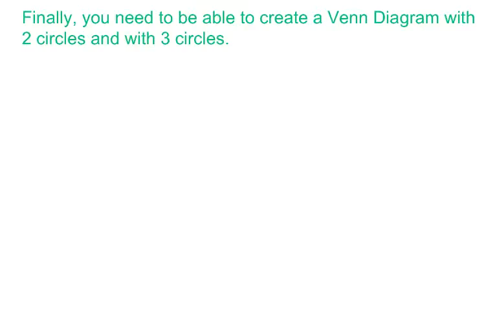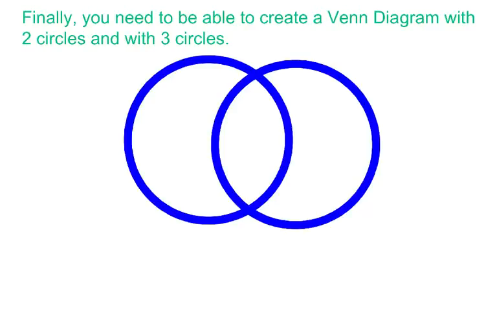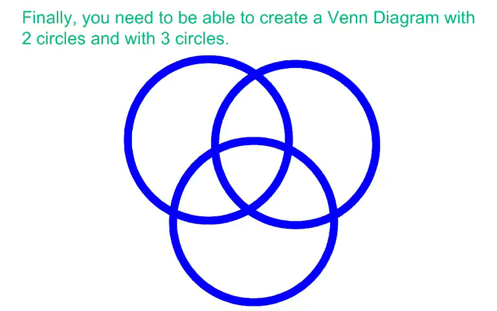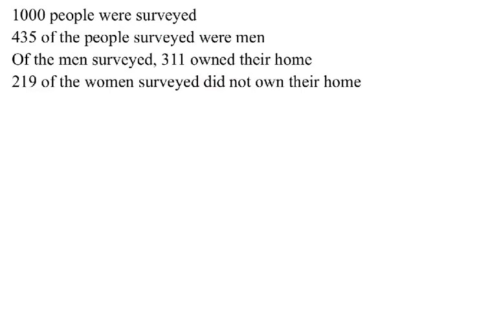Next, we need to be able to create a Venn diagram with 2 circles and with 3 circles. So here's the problem. 1,000 people were surveyed. 435 of those people were men. Of the men surveyed, 311 owned their own home. 219 of the women surveyed did not own their own home. So we're going to have to do some calculations and identify the sections of a Venn diagram.